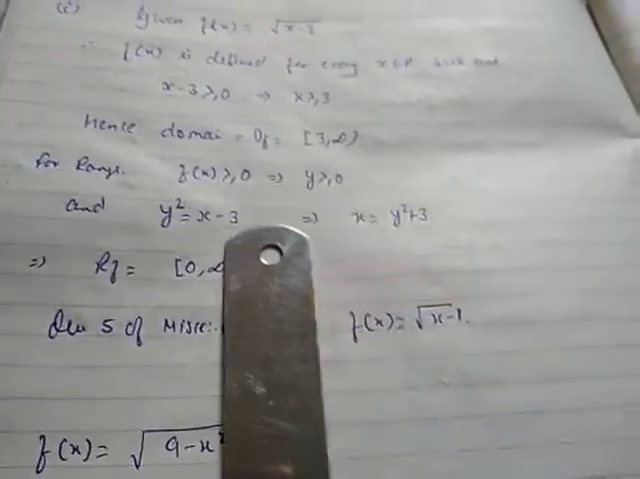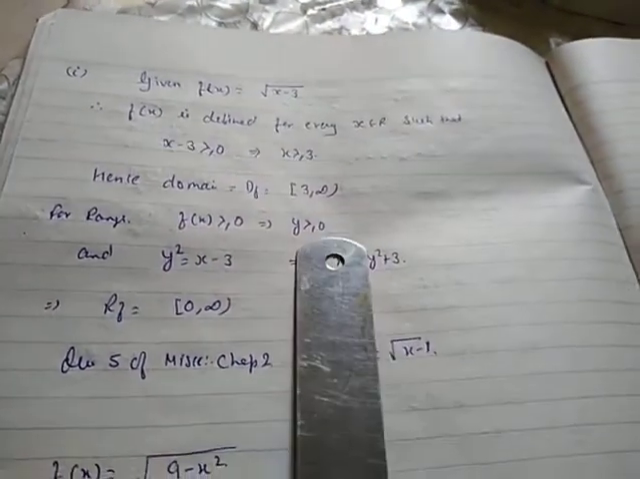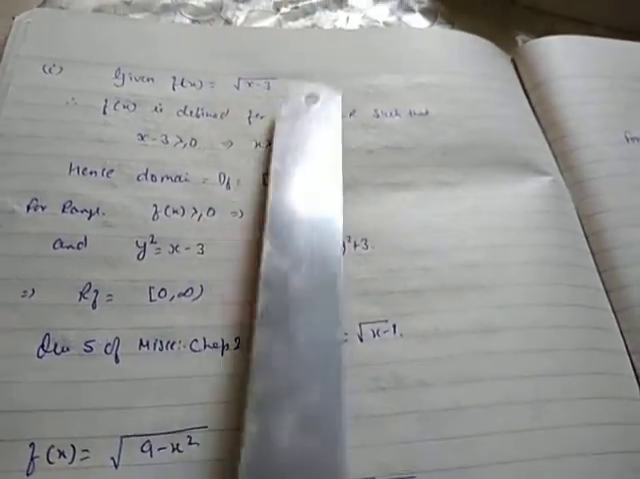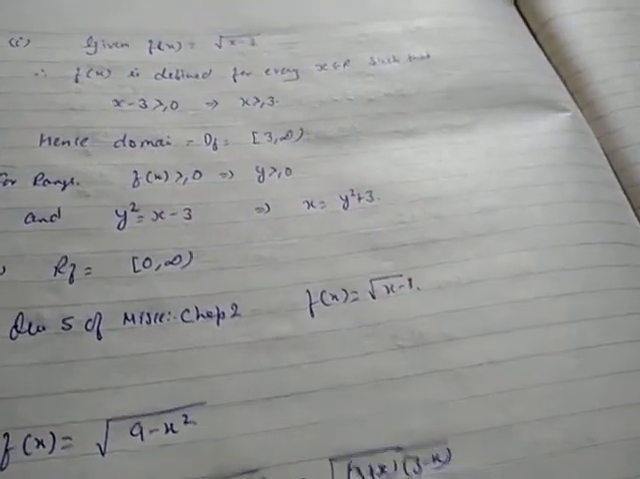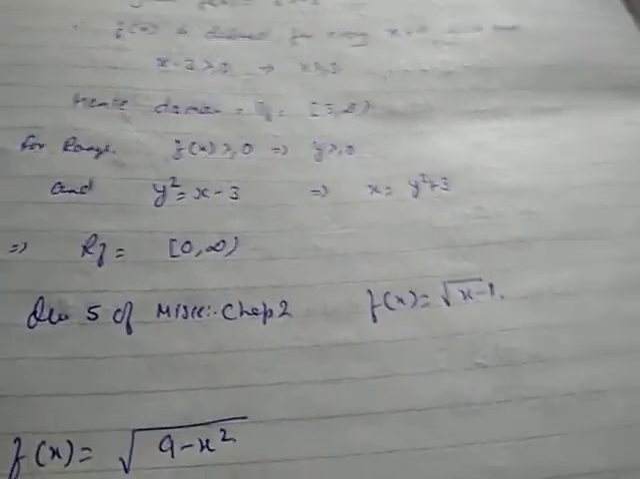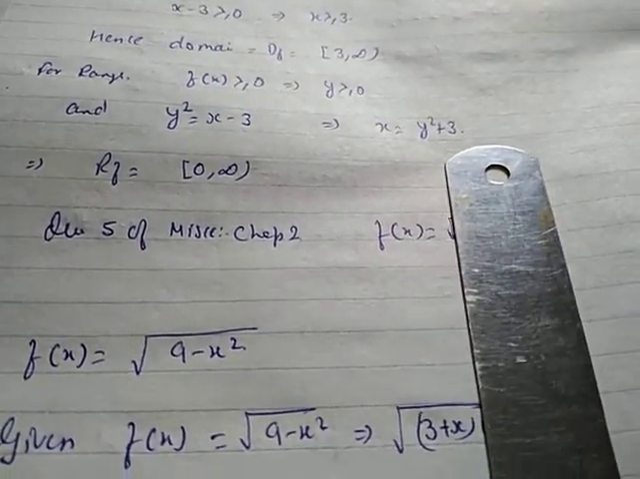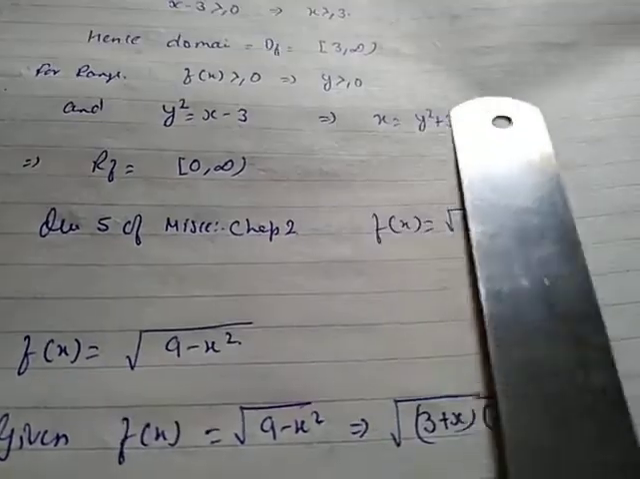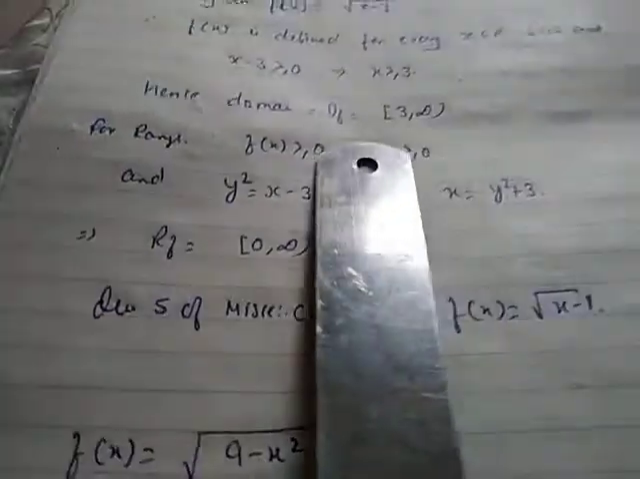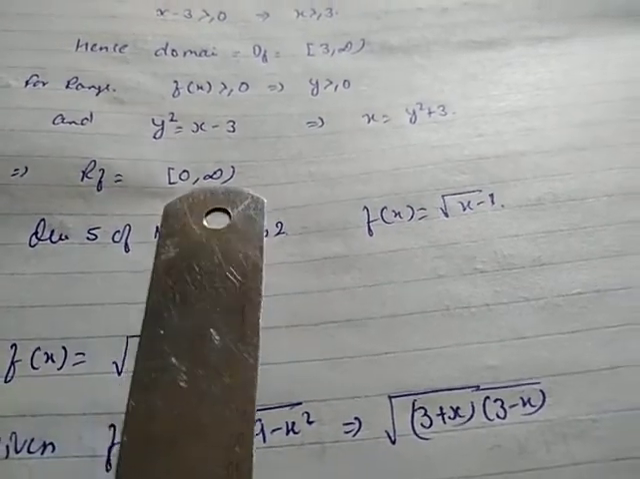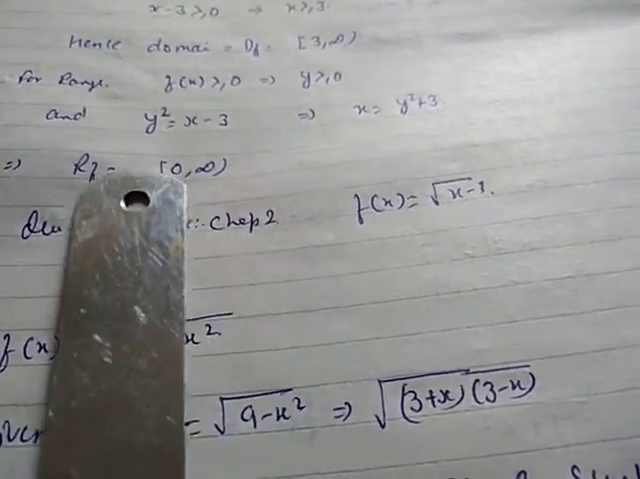For range, f(x) is greater than or equal to 0, that is, y will always be greater than or equal to 0. That is one restriction. Now if you convert this function into x in terms of y, that means y² = x − 3, so x = y² + 3. So there is no restriction on y here, but the restriction is y greater than or equal to 0. Therefore the range of the function is always [0, ∞), included here.